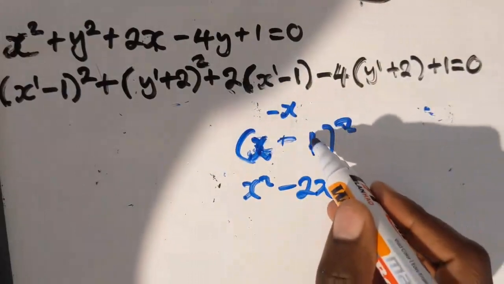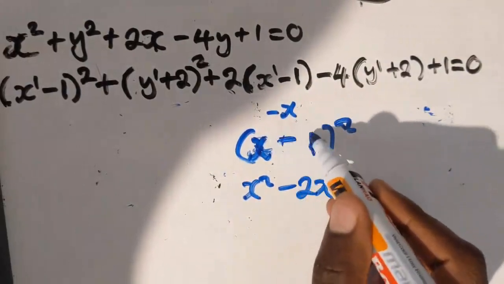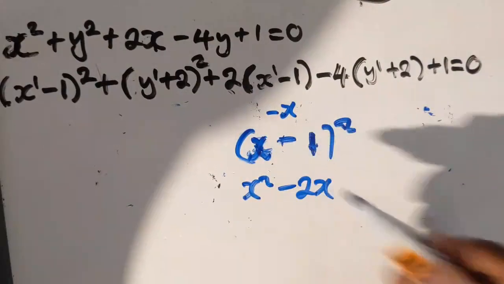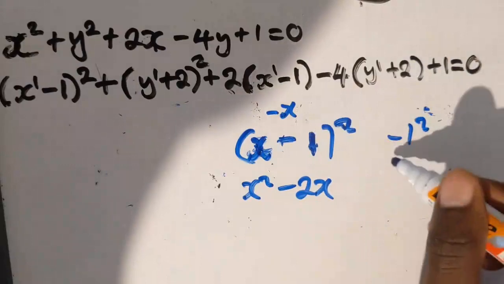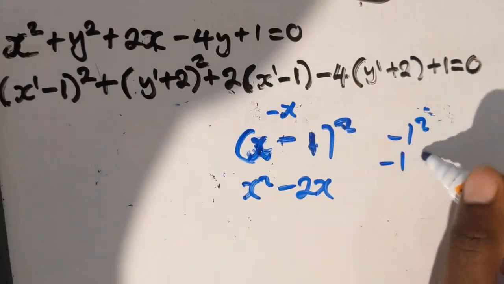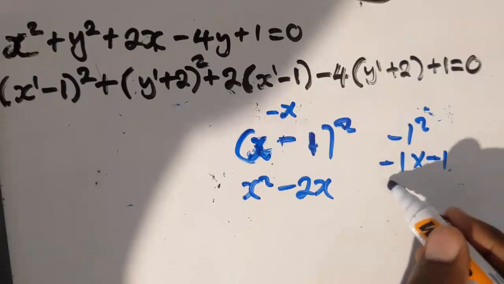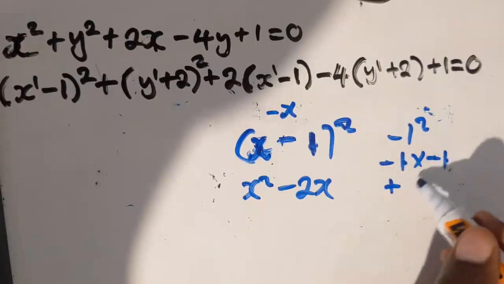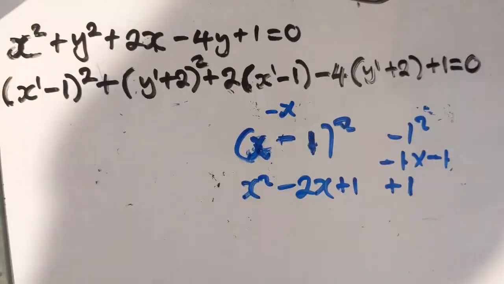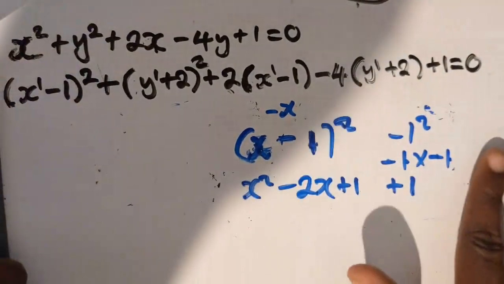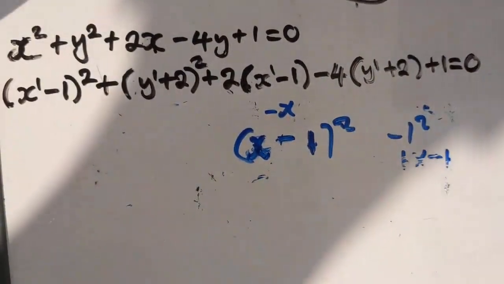Then the last thing is to square the last. This is negative 1. So when you're squaring negative 1, it means that you're multiplying negative 1 times negative 1. Negative times negative is positive, then 1 times 1 is going to give you 1. So here we have positive 1. That is what you are supposed to do. That is the shortest way in which you can expand things.